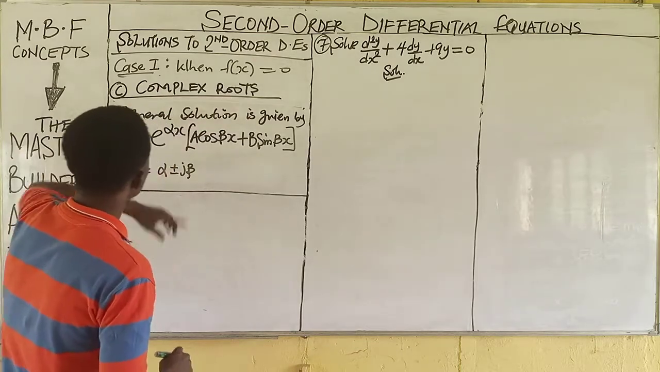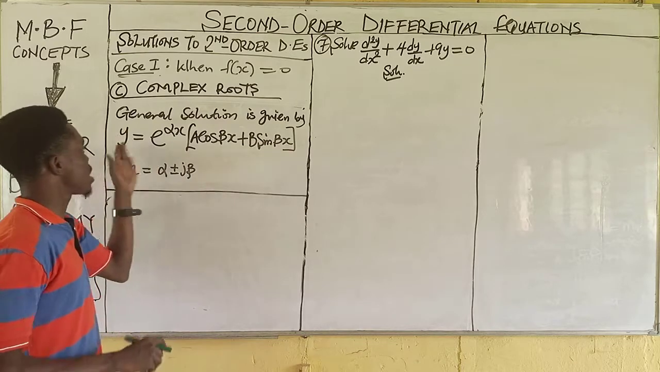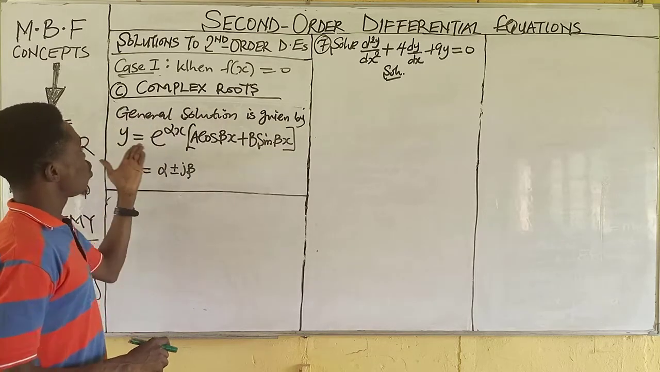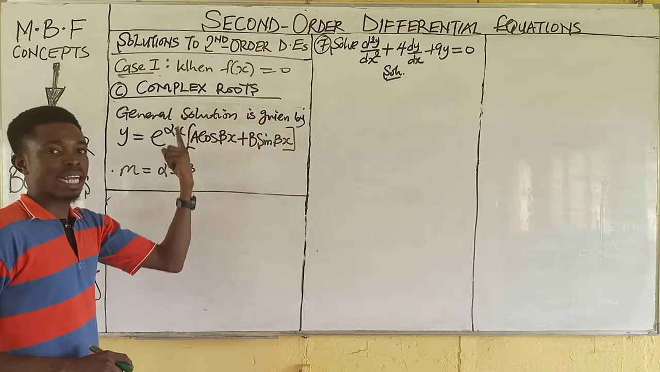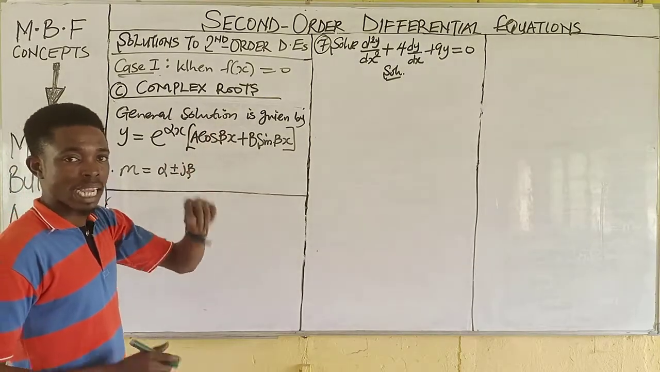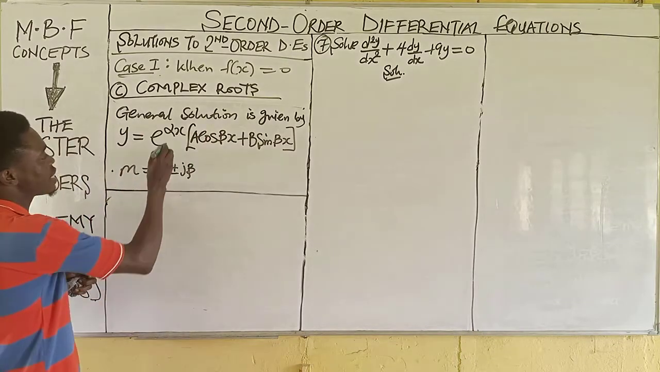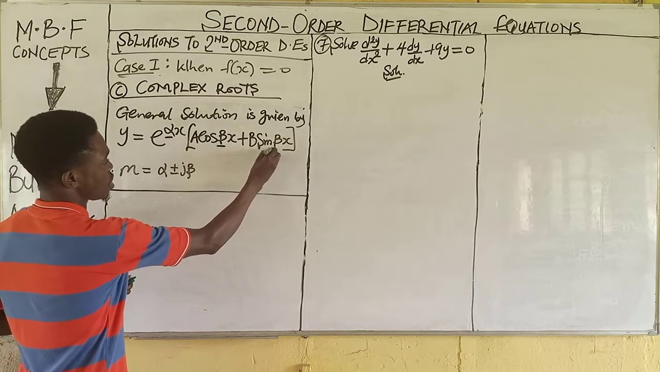Complex roots. Now, the general solution for complex roots is given as y is equal to e to the power alpha x, open bracket a cos beta x plus b sine beta x. So in this case, our interest is to know what alpha is and to know what beta is.